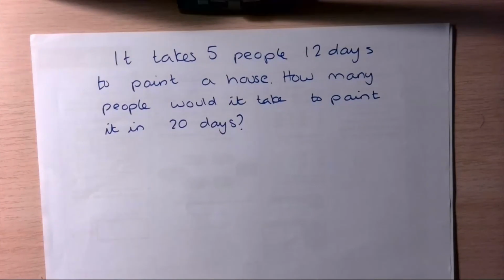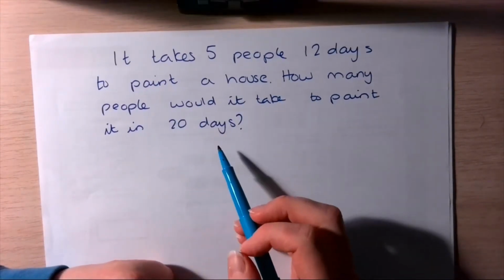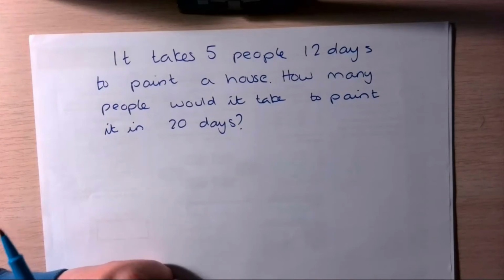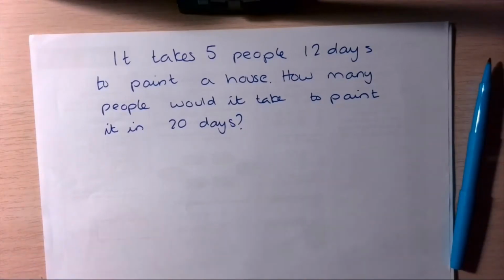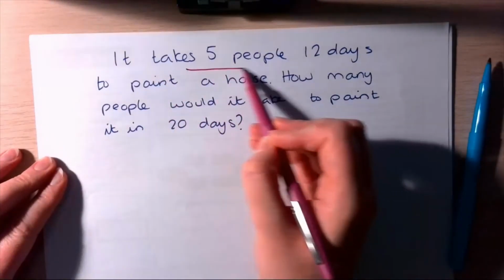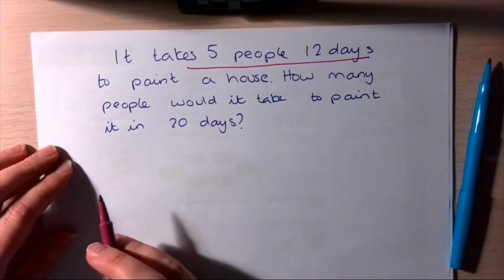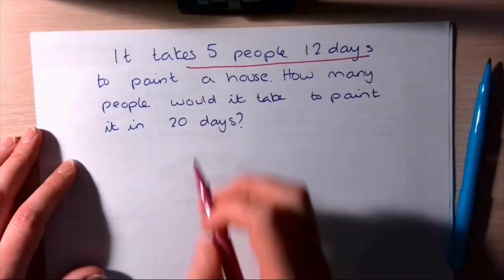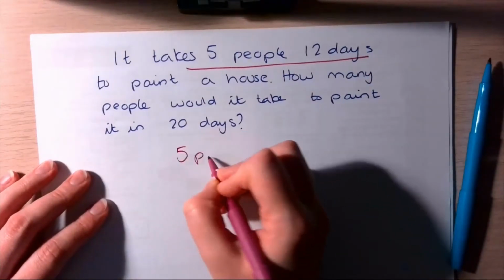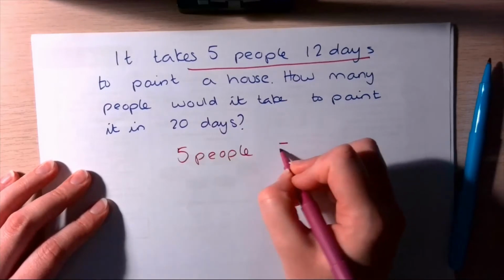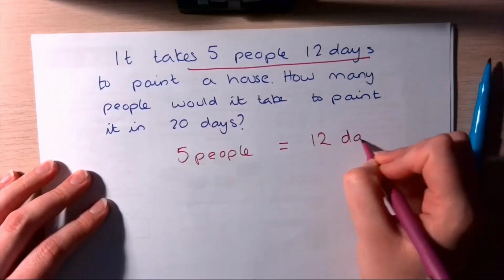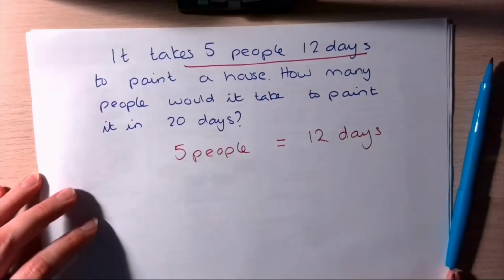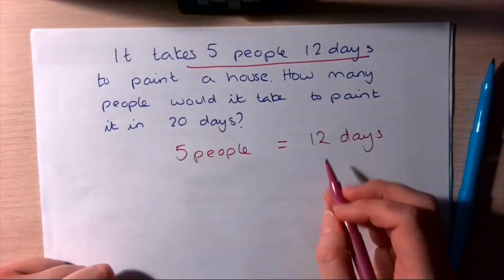Okay then. So these are very popular exam questions. It takes 5 people 12 days to paint a house. How many people would it take to paint it in 20 days? So again, we've been given an example. 5 people take 12 days. That's what you want to highlight or underline. That's all your information there, really. So 5 people equal 12 days. And we want to know how many it's going to take for 20 days.